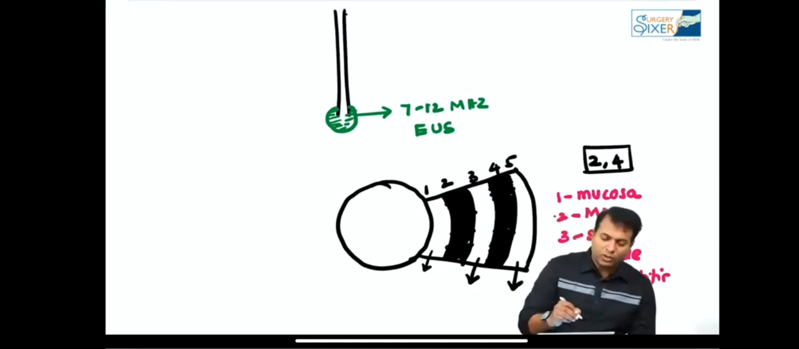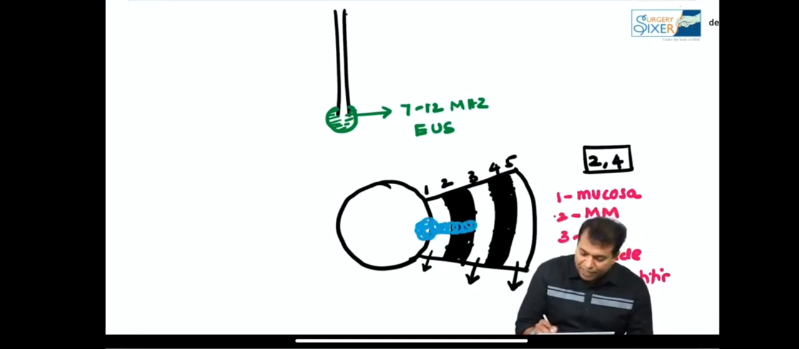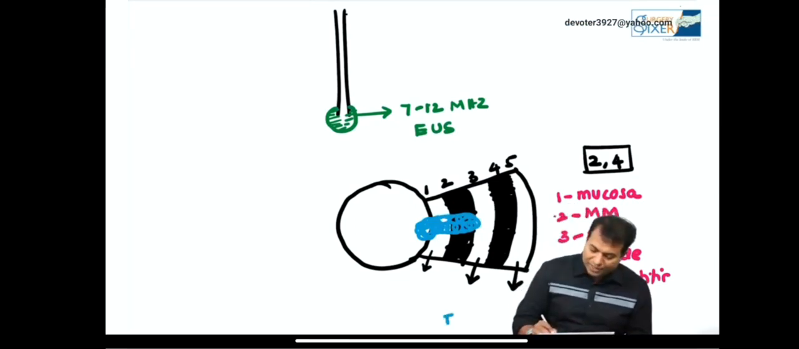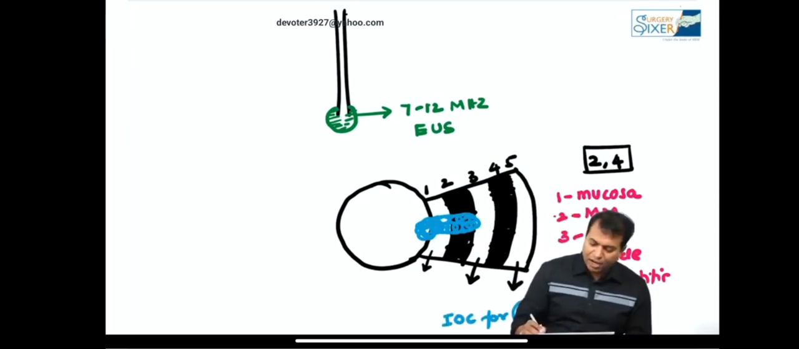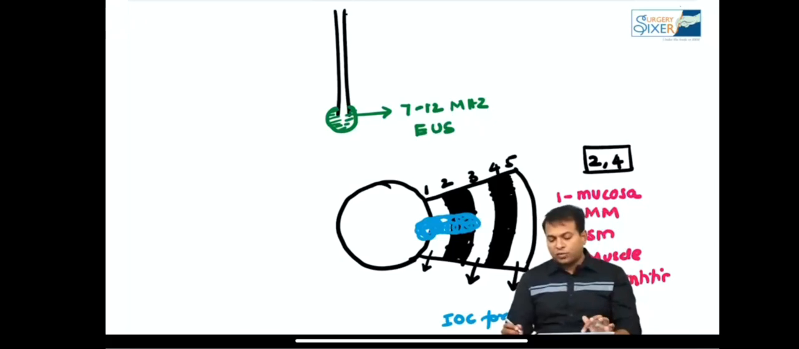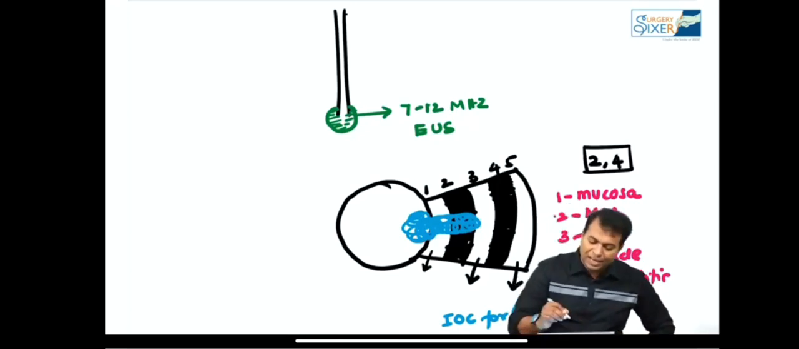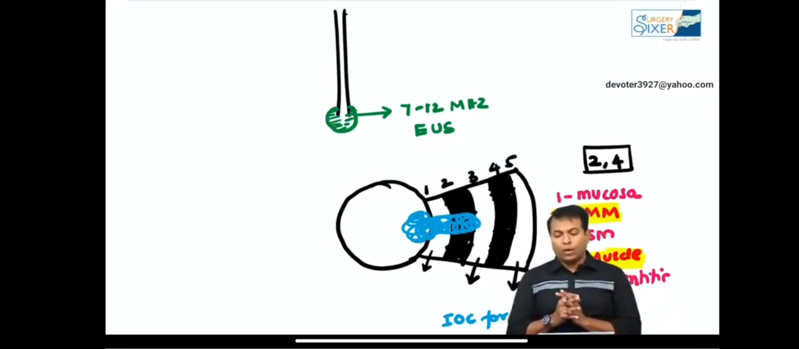With this, we can evaluate cancer. If there is a cancer in the esophagus, we can find out up to what level it is infiltrating. EUS is the investigation of choice for T staging and also for N staging of carcinoma esophagus. There are 5 layers: 1, 3 and 5 are hyperechoic. The hypoechoic layers are the muscularis mucosa and the muscle layer, the black layers.